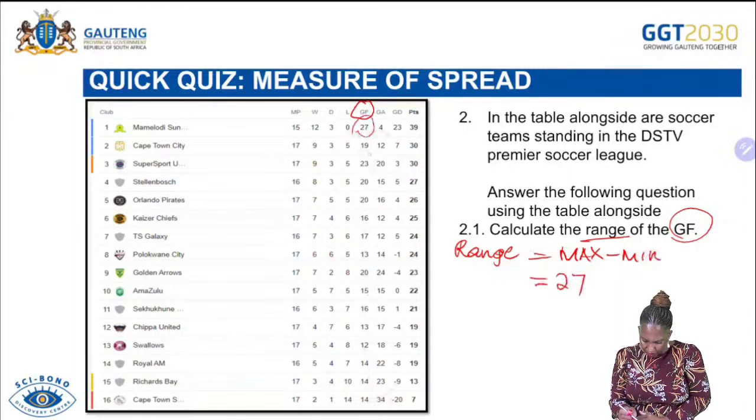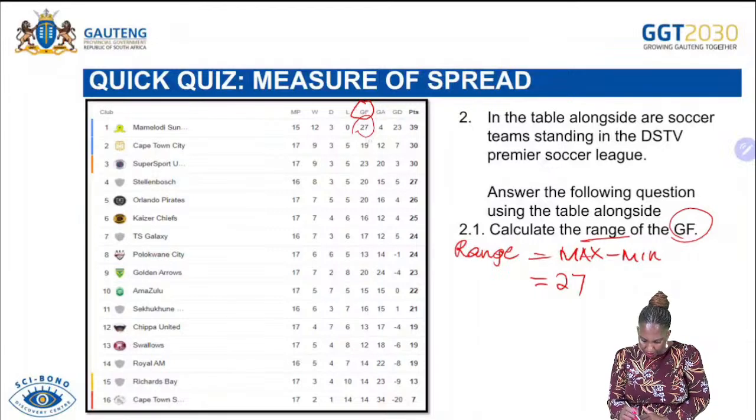Let's check. We have 27, 19, 23, 20, 20, 16, 17, 13, 20, 15, 16, 13, 12, 14, 14, 14. So it means the maximum value there is 27. What is our minimum value there?